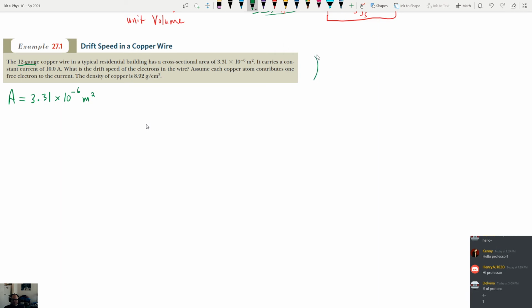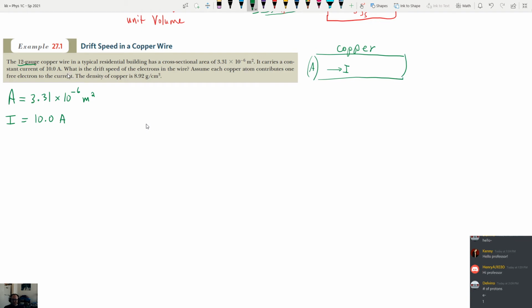So basically we have a wire. It's made of copper. And the cross-sectional area is A. It says it carries a constant current of 10 amps. So I'll just say that that's I. That's the current, 10.0 amps.